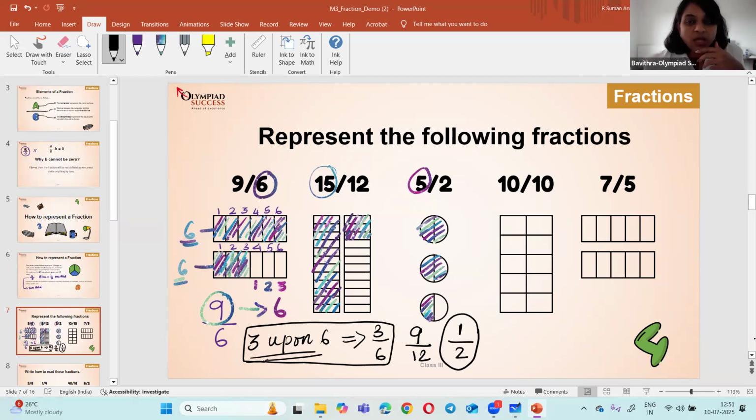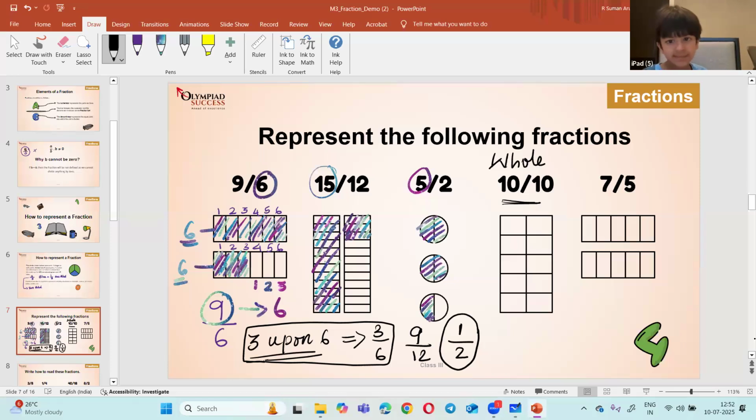Now what is this? Can you tell me? 10 upon 10. So the whole part is shaded, right? So this kind of fraction is called a whole. You would have surely heard of this term, right? Whole meaning the whole part is utilized, right? Now what about this 7 upon 5?